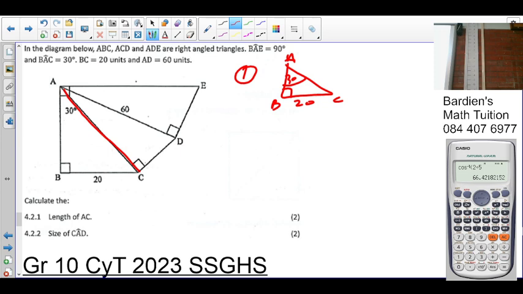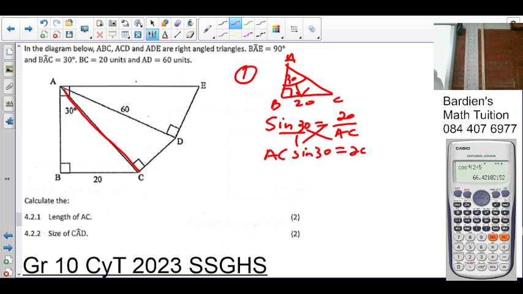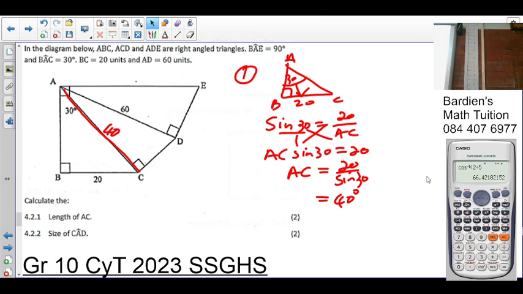So which trigonometric function is opposite over hypotenuse? Sine. So sine of 30 equals opposite over AC. It's over 1, cross multiply. So it will be AC sine 30 is equal to 20. So AC is equal to 20 over sine 30. That gives you an answer of 40. Correct? Yes, sir. 40 units, whatever. Now let's look at number 2.